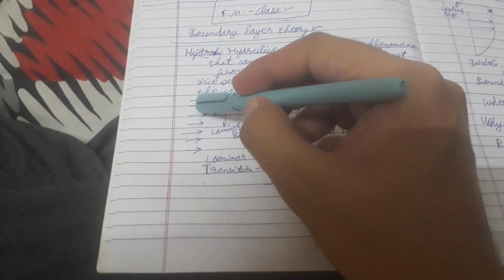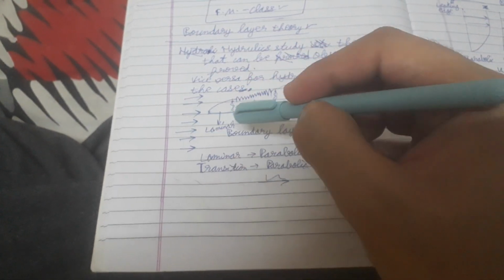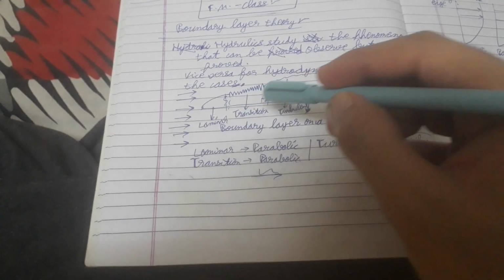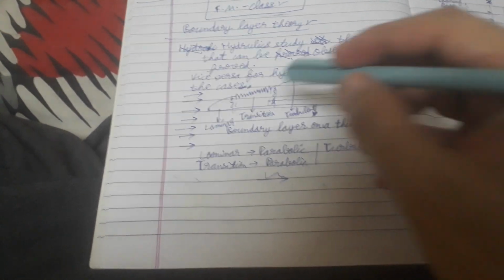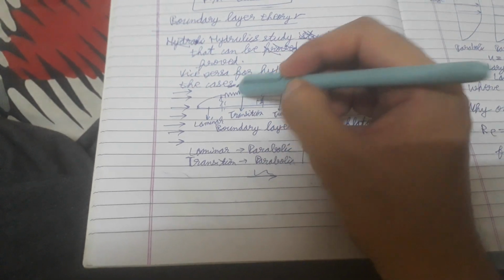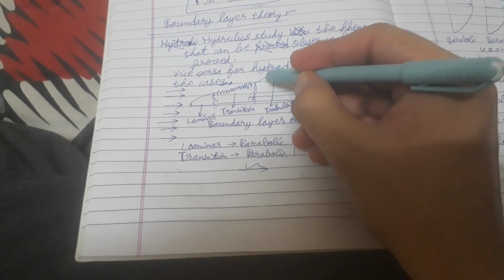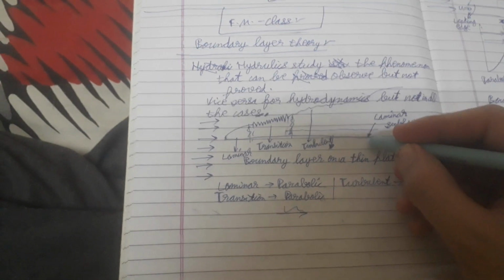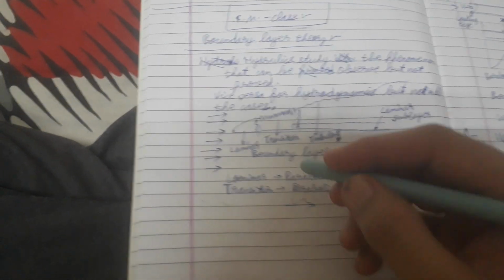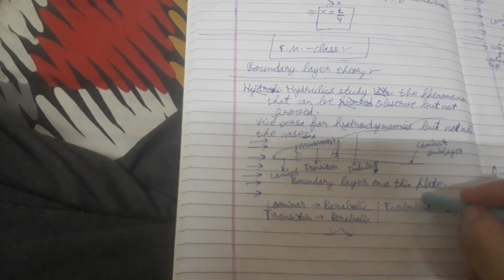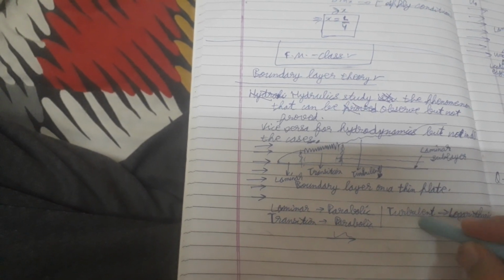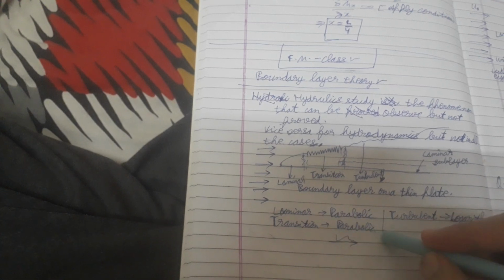These are the arrows. This is laminar boundary, this is transition, this is turbulent. Laminar, transition, turbulent, then laminar sublayer, boundary layer on a thin plate. Laminar implies parabolic, turbulent implies logarithmic, transition implies parabolic.